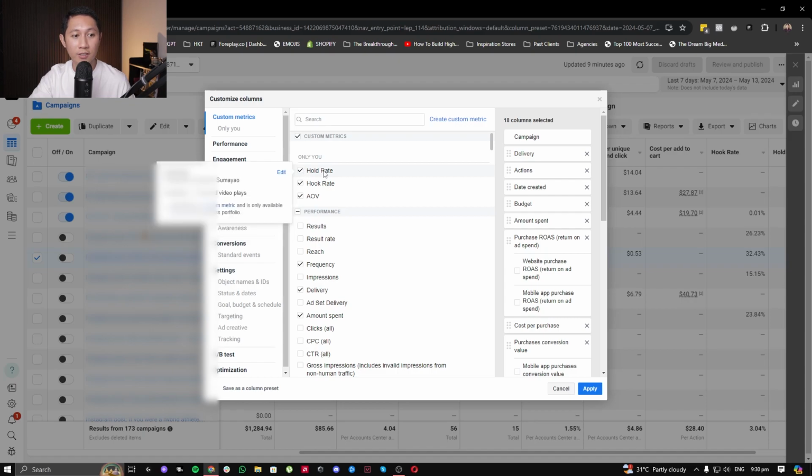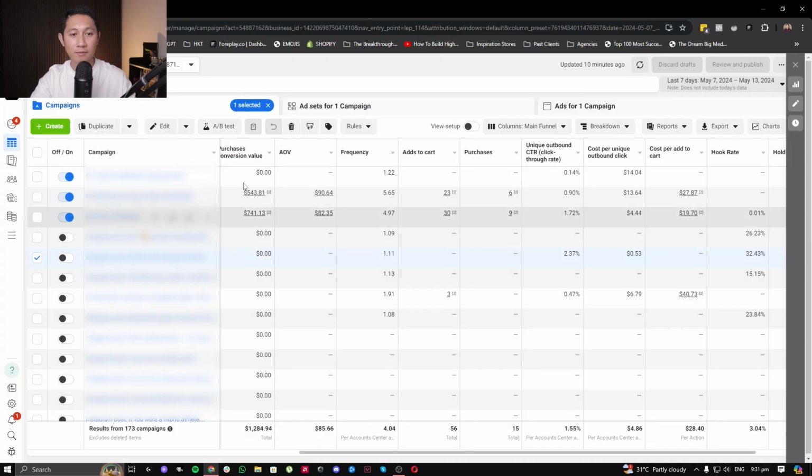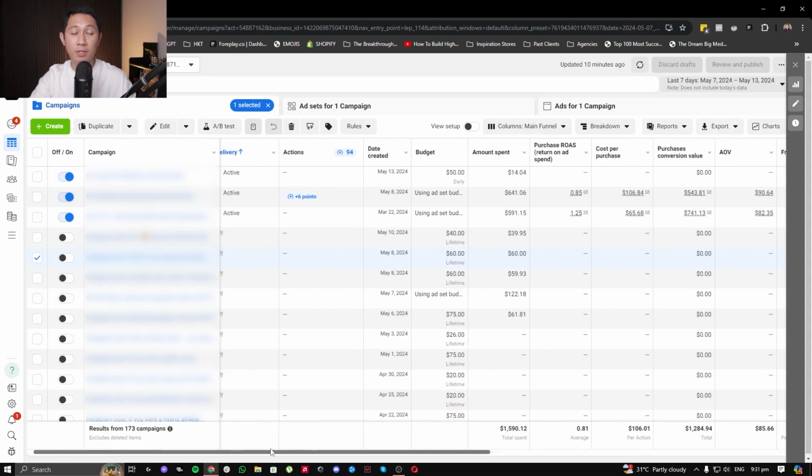And then for the hold rate, it's thruplays, which is the 15-second video view, divided by the 3-second video plays. Other people use thruplays divided by impressions, and that's all right too. But that will also include the people who didn't really watch the 3 seconds of the video. Usually, I want to see the number or the percentage of people that viewed the 3-second videos and then stayed up to 15 seconds of the video. So after you set all of those up, you can name it and save as a column preset and then click on apply. After that, that's the setup that you're going to get.